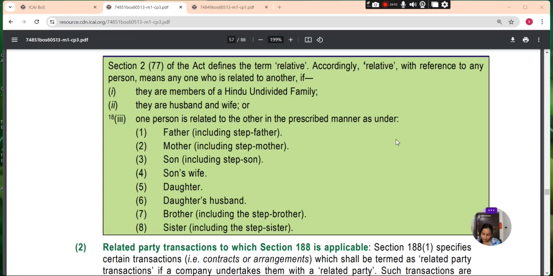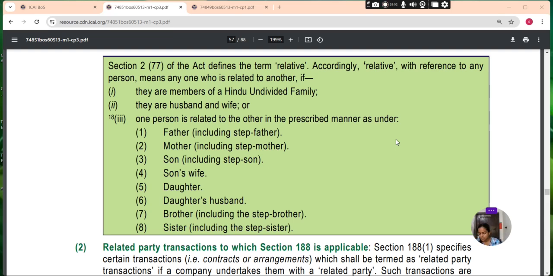Father including stepfather, mother including stepmother, son including stepson, son's wife, daughter, daughter's husband, brother including the stepbrother, sister including the stepsister. Related party transaction to which Section 188 is applicable. Section 188 specifies certain transactions, contracts or arrangements which shall be deemed as related party transactions if a company undertakes them with a related party. Such transactions are depicted in the following diagram.